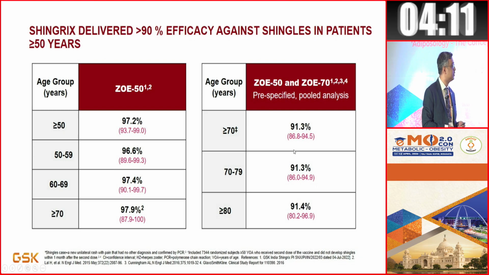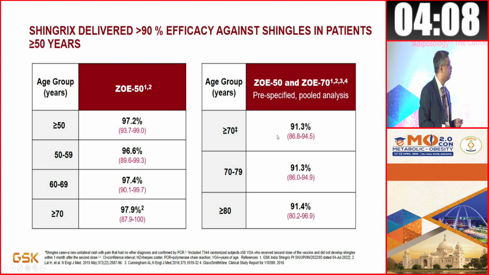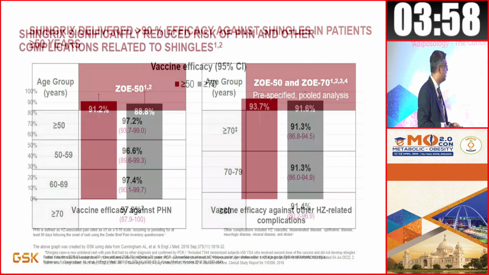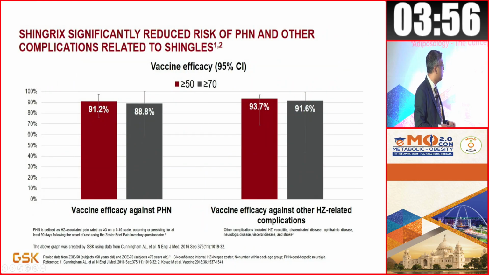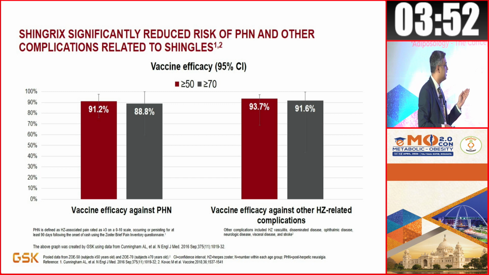And in the ZOE-50 to 70 pooled analysis, if you see it for more than 70, 70 to 79, and more than 80, what we find is at least more than 91% efficacy being maintained. So that's very, very robust. Irrespective of what it's preventing, whether it's PHN or other herpes zoster related complications, most of the time the numbers are more than 88 or 90%.